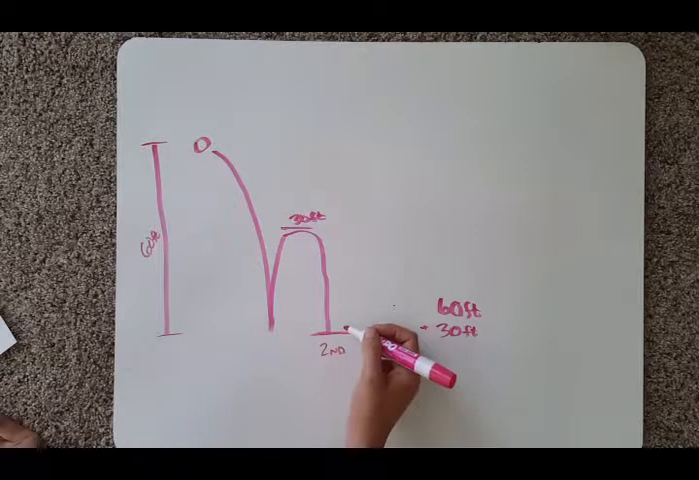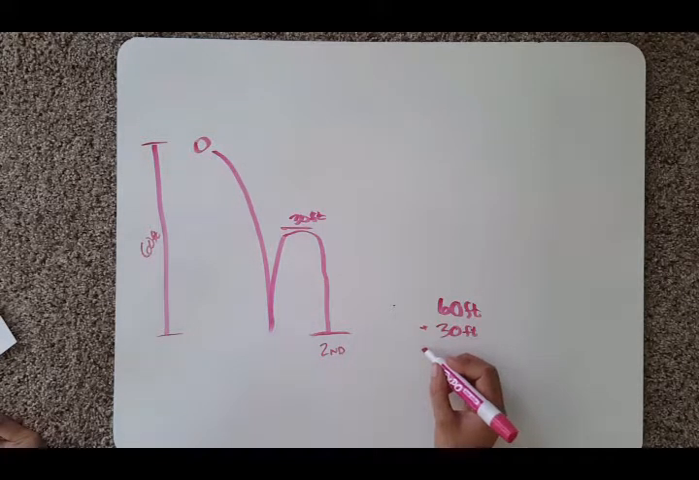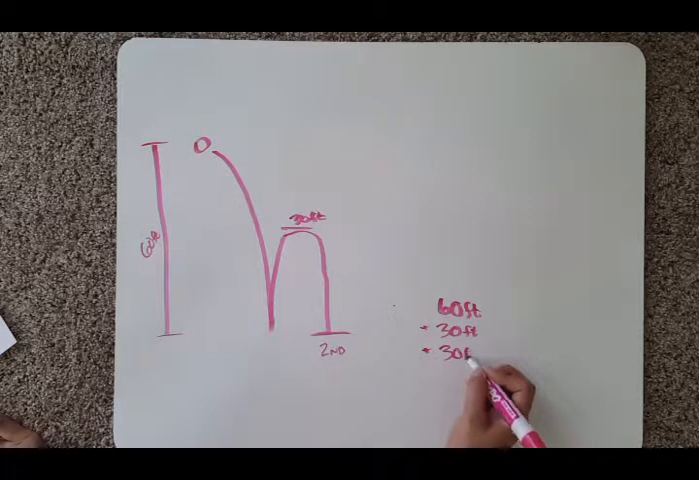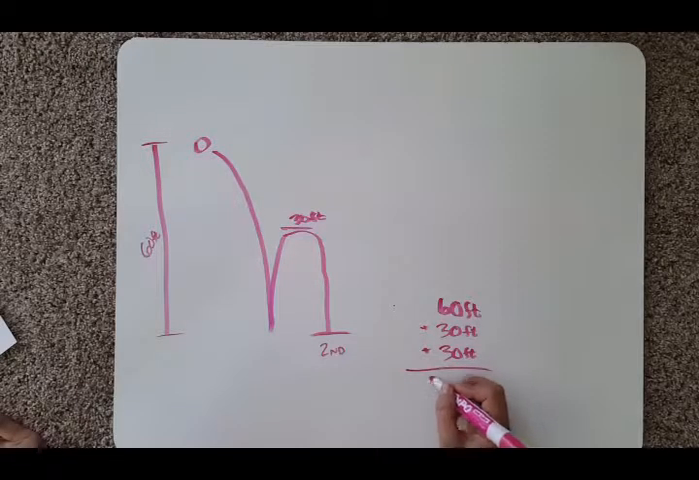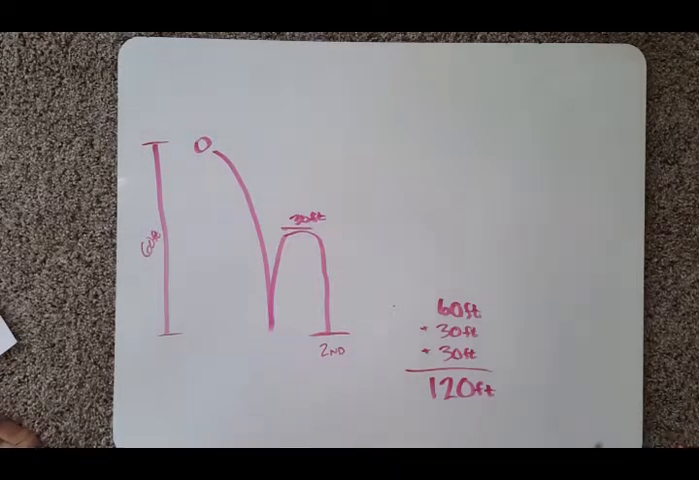And then it's got to come down because we're looking for the second time it hits. So that means it's going to come down and add another 30 feet to how much it has traveled, which gives us a total of 120 feet, which is the total distance it has traveled by the time it hit the ground for the second time.